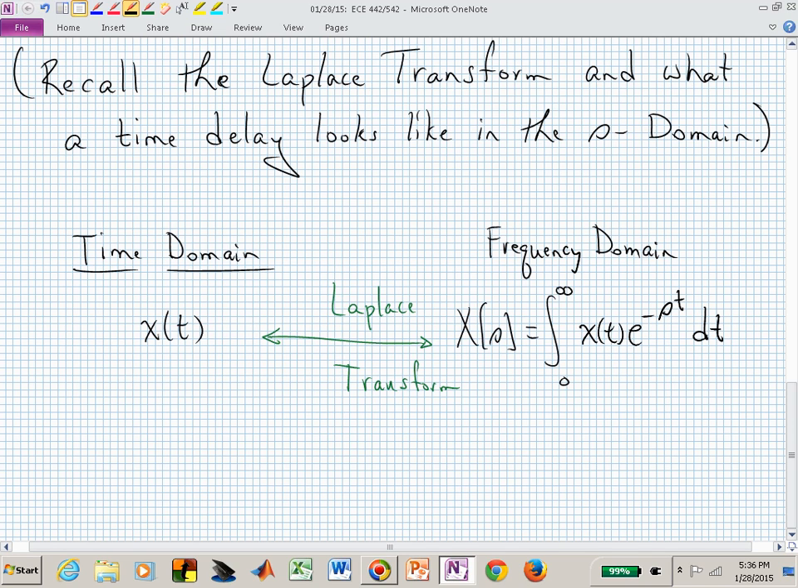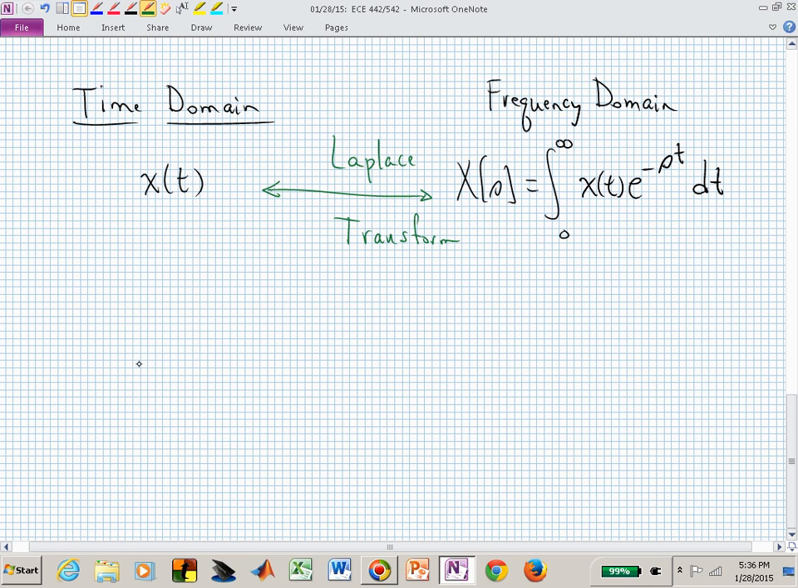Now, what happens if in the time domain we actually delay that signal? It's the same x of t, it's just delayed an amount t sub 0. What does its Laplace transform look like if capital X of s is the Laplace transform of little x of t? Do you remember what happens to the Laplace transform?